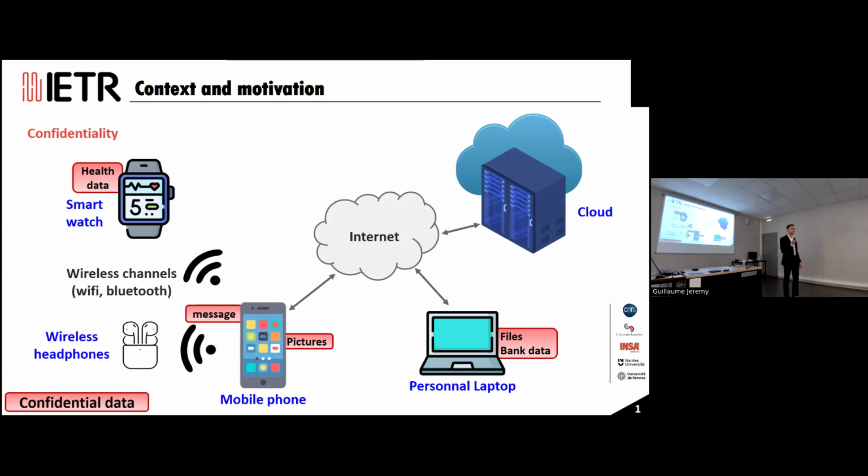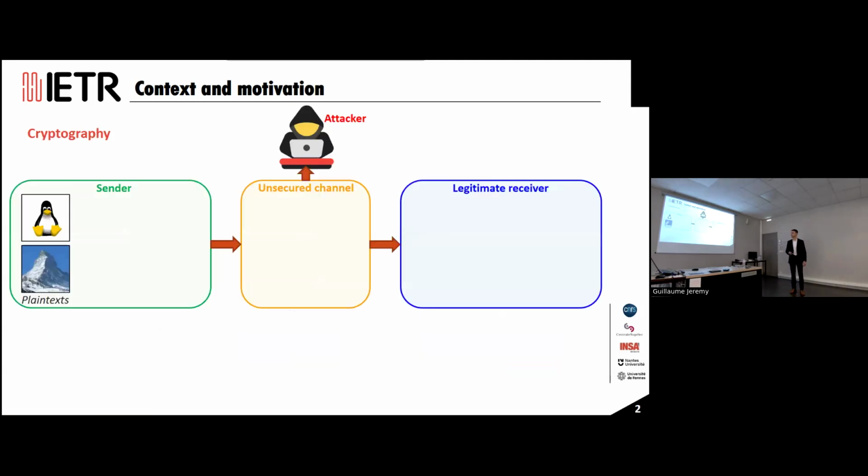The danger with these communication channels is that an attacker can listen to what we are transmitting over these channels, and then an attacker can recover our data. So before transmitting this data over these communication channels, we first need to protect it. And to do that, we are using cryptography.